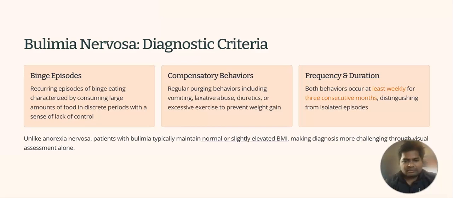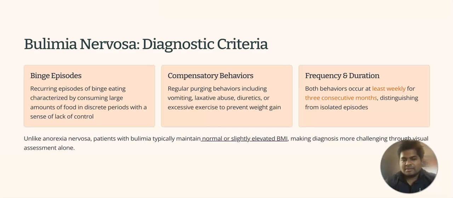If this criteria is maintained in 3 consecutive months in each of the weeks, if the person eats a large amount of food in a certain period of time without a sense of control, and to compensate for that keeps on doing compensatory behaviors, then we categorize them as bulimia nervosa. We just have to be sure that the person has normal or slightly elevated BMI. In anorexia nervosa, all these criteria may be met, but the person has low BMI.